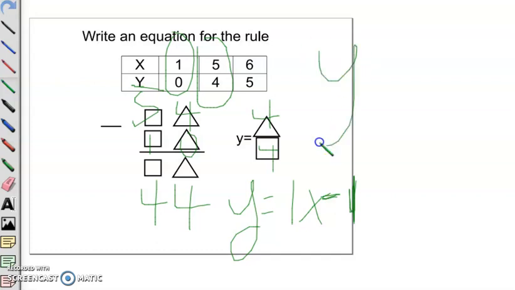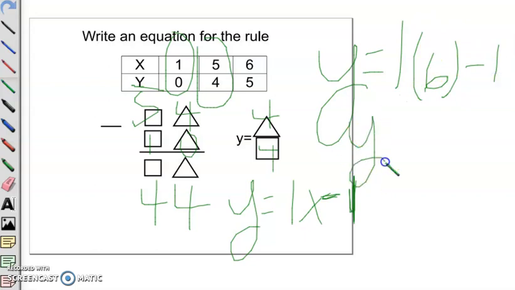It works. Now let's try it with our last value. y equals 1 times x value of 6 minus 1. So y equals 1 times 6 is 6, minus 1 is 5. We got 5. It works. All right. I still want to do more.